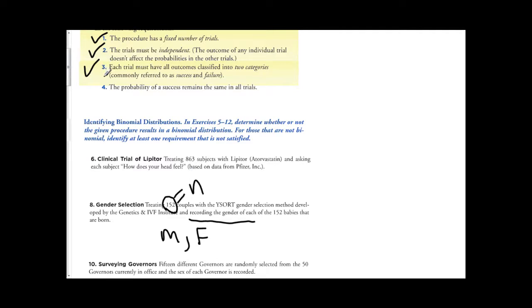And the probability of a success remains the same. So the probability of getting a male or a female will remain the same from birth to birth. So this one checks out also. So this one turns out to be binomial. Just because it meets those criteria, we can say that this is a binomial distribution. Number eight is binomial. All right, let's see, the last one.